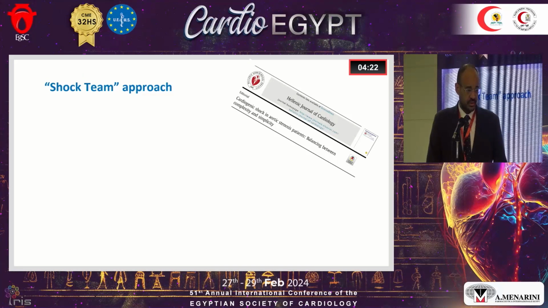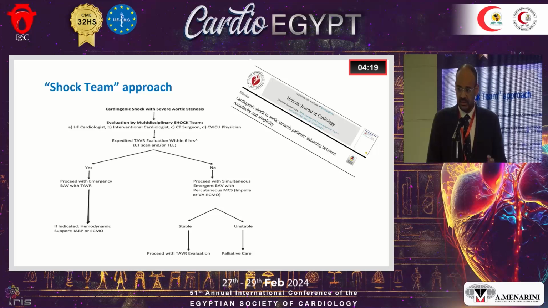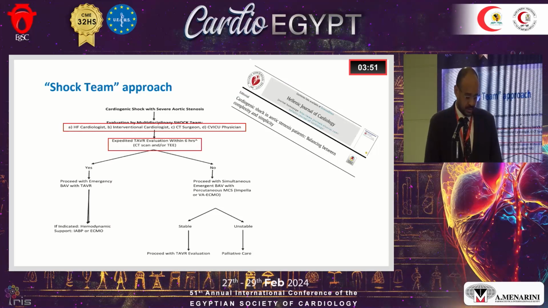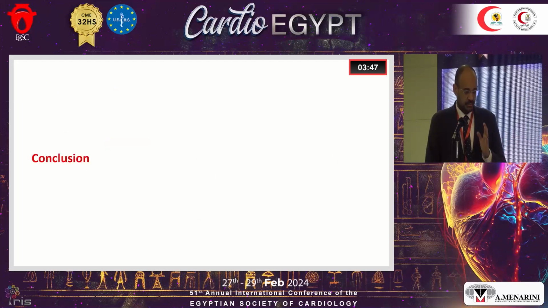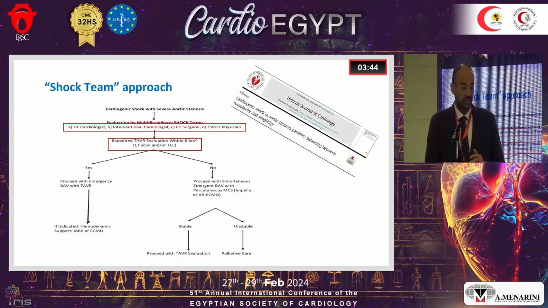So a shock team approach is described. It includes the use of a heart team that has a heart failure cardiologist, interventional cardiologist, cardiothoracic surgeon, and ICU physician. If the patient is eligible for TAVI, do a protocol with CT or transesophageal echo in the first 6 hours, then proceed to TAVI, or balloon aortic valvuloplasty followed by TAVI. And if indicated, hemodynamic support with intra-aortic balloon or ECMO can be used. If the patient is not eligible, just do balloon aortic valvuloplasty. And if the patient is stable, proceed to TAVI. If the patient is not stable, then palliative care until something new can happen.